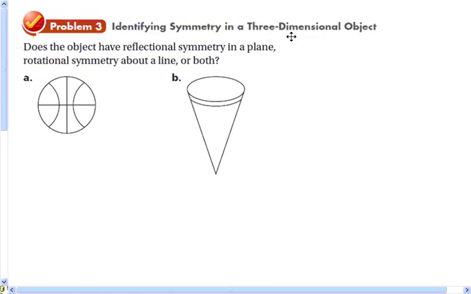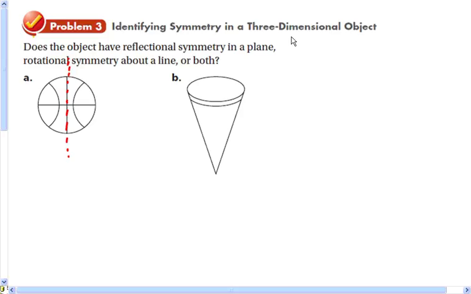Three-dimensional objects also have different symmetries. They can have reflectional symmetry or rotational symmetry. When they have rotational symmetry, it's rotational symmetry about a line, so you can spin it on that line. And so let's think about that with these here. And when it's drawn on a two-dimensional grid, you really can draw this line and think of it as a plane. And if you split the figure into two congruent halves that are mirror images of each other, then they have reflectional symmetry in a plane.